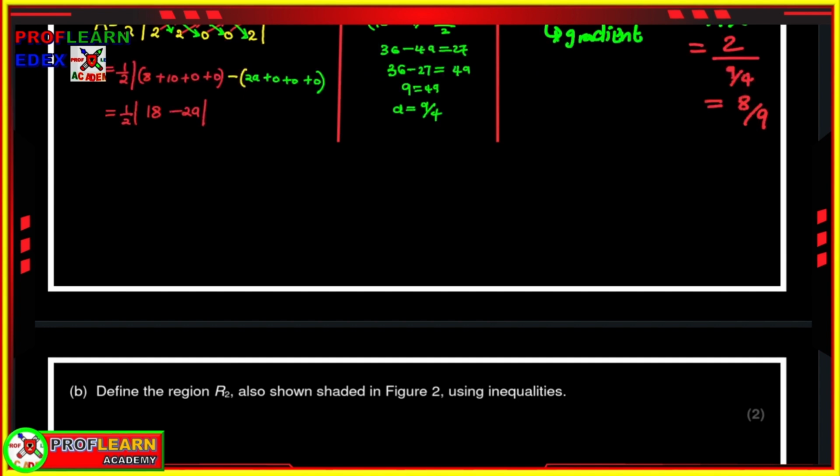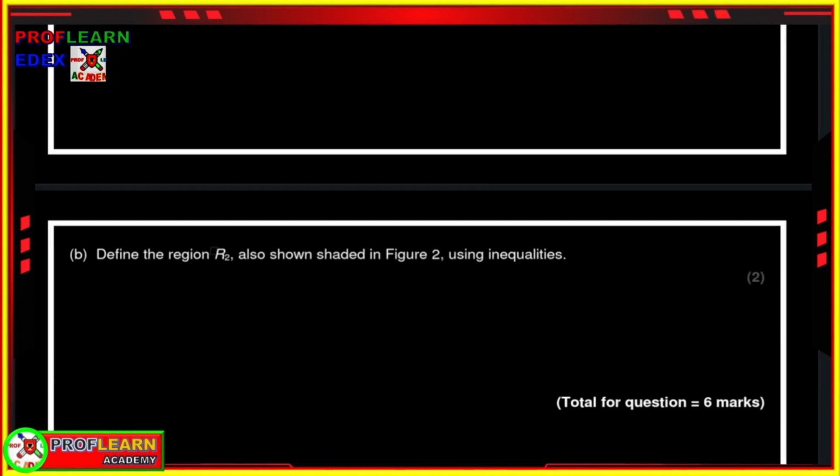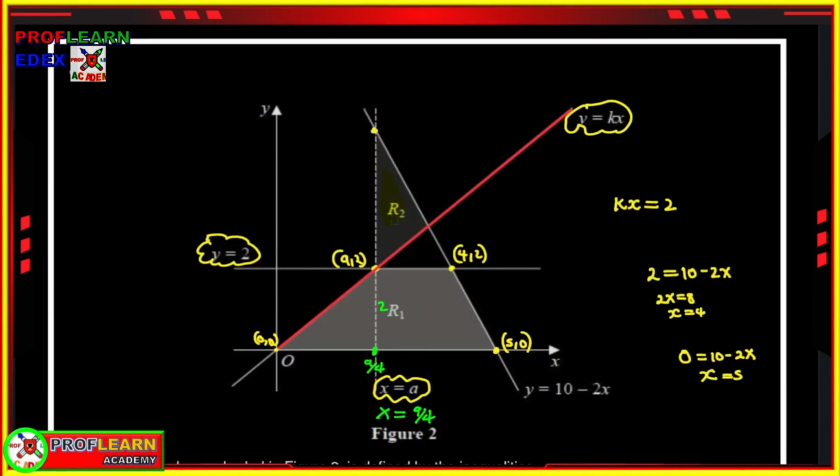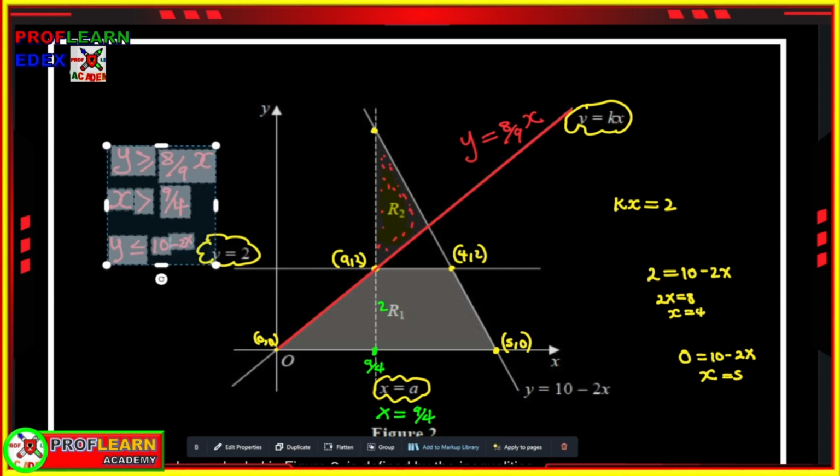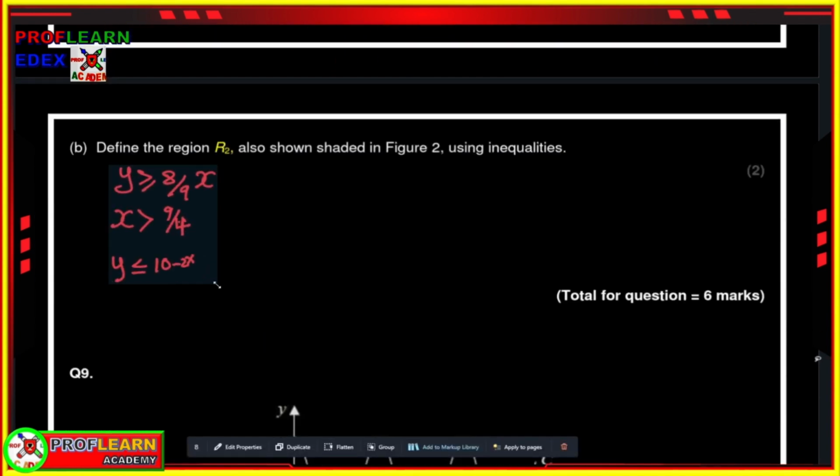Okay, so define the region R. Also, using the inequality, define the region R2. Define the region R2, also shown shaded in figure 2. So let's try to see those inequalities that we can find here. This is the region R2 that the examiner is talking about, and this equation, remember, we have gotten x equals 9 over 4. So the inequality here will be y is greater than or equal to 8 over 9 x, and x is greater than 9 over 4, because this line is basically dotted, so we're just going to say greater than, like that. So basically these are the inequalities that you are supposed to identify in this particular question.